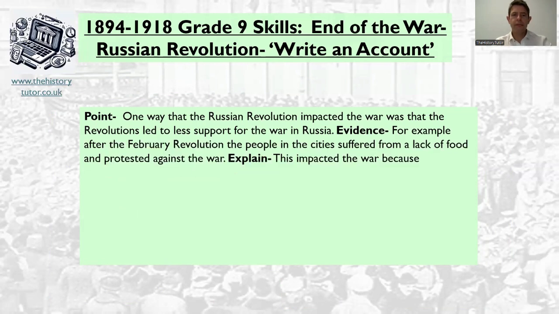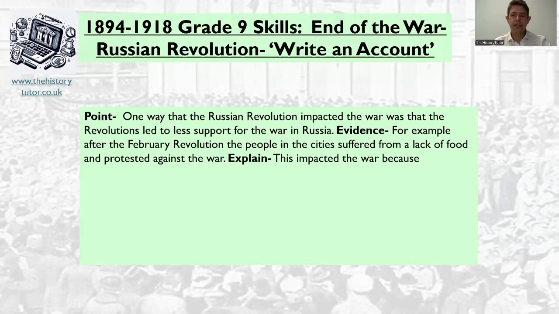Right, so here's my idea. So for example, the February Revolution, the people in the cities suffered from a lack of food and protested about the war. You might have also talked about July events, of course, that'd be great. A good example is all that's needed, a month, part of the year, an event, that's all we really need. Doesn't matter if it's different to mine. So now explain the impact. This impacted the war because. So can you think about a consequence of the war? Okay, give an idea, right? So over to you.